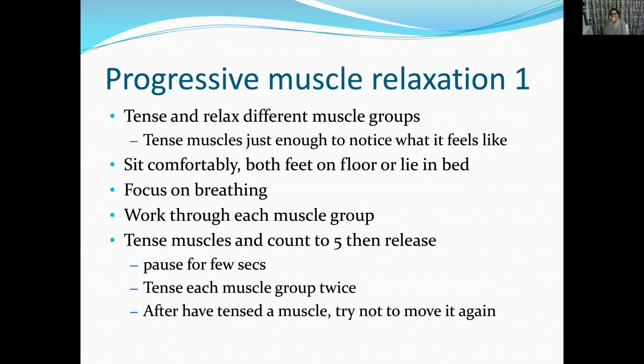Progressive muscle relaxation is a technique that's totally different to deep breathing, though you can deep breathe while you do it. It's where you tense and relax different muscle groups. You tense the muscles just enough to notice what it feels like, and then you relax them. So you need to, for example, sit comfortably with both feet on the floor, or lie in bed, focus on breathing, and then work through each muscle group.